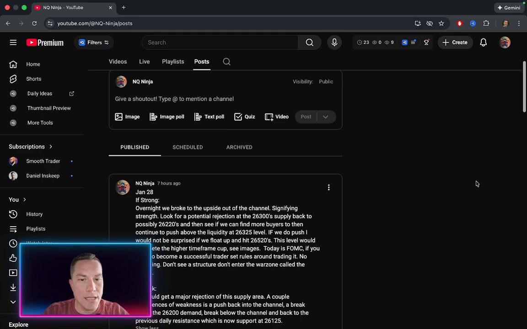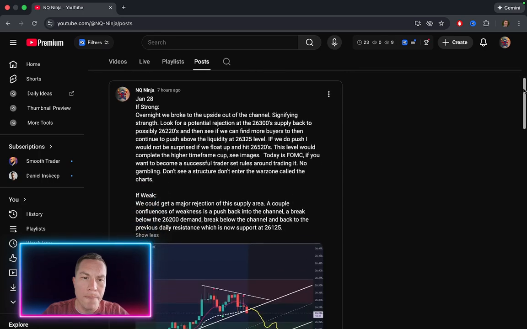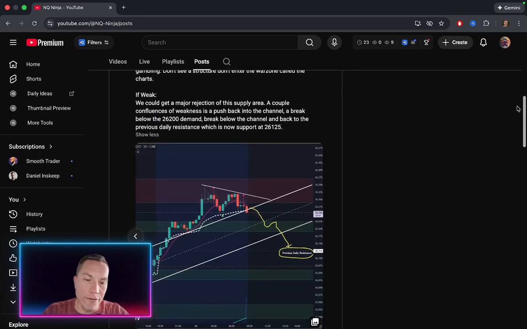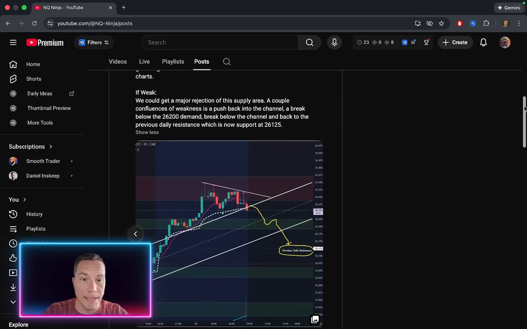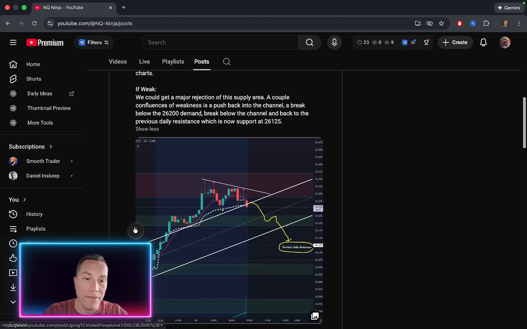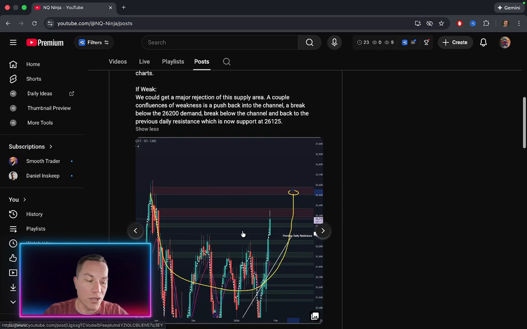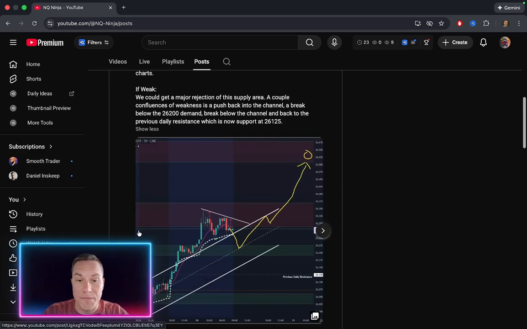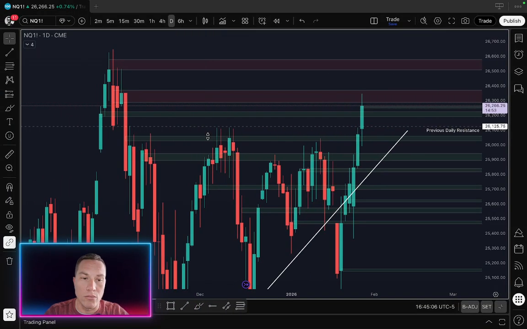Today was FOMC and we had some movement to the upside and to the downside. I want to first start off by looking at what I posted this morning. It's funny because the weakness portion actually played out perfectly in what I talked about in this previous daily resistance area. I'll show you that in a minute. And then in the after hours, the cup portion of this is actually moving up. You can see it here. We bounced down and now we're breaking up. So both worked out. Let's look at what that looks like.